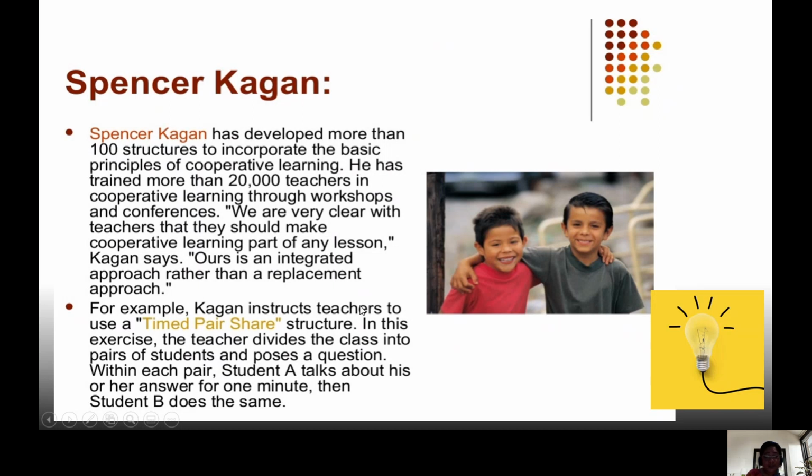So for example, Kagan trains teachers to use the Time Pair Share structure. In this exercise, the teacher divides the class into pairs of students and poses a question. Within each pair, student A talks about his or her answer for 1 minute, then student B does the same. So there's really a cooperation within the pair in this Time Pair Share.